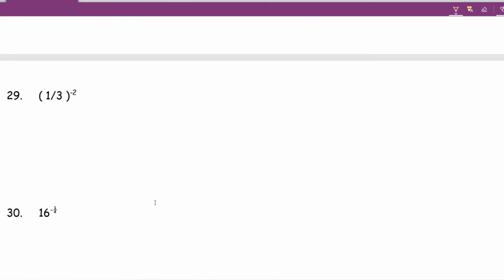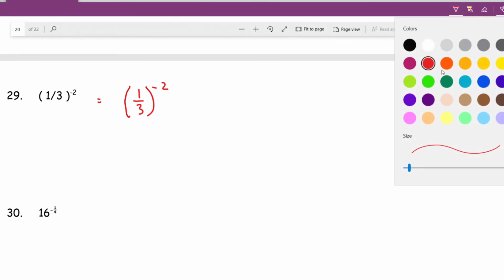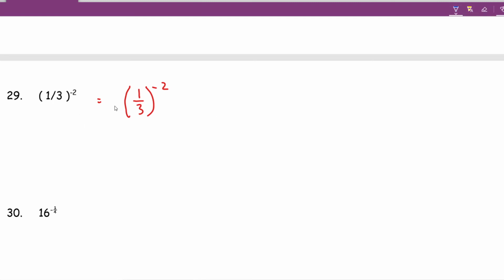Okay, now when we're doing fractions and we've got something like 1/3 to the power minus 2, the easiest way to do this is to just turn this fraction upside down. Okay, to get rid of the negative, we turn this upside down. So this becomes 3 over 1. And by doing that, we can change this to a positive.